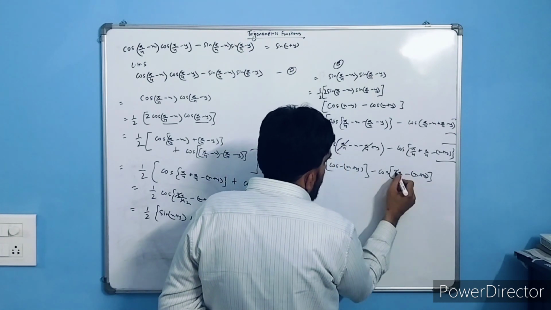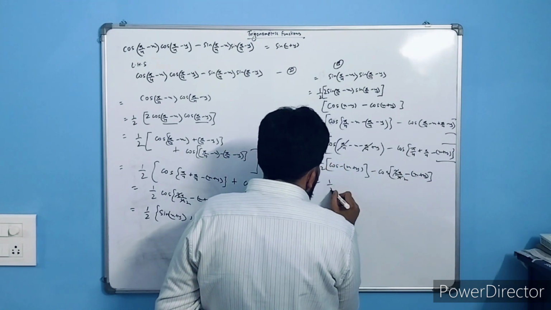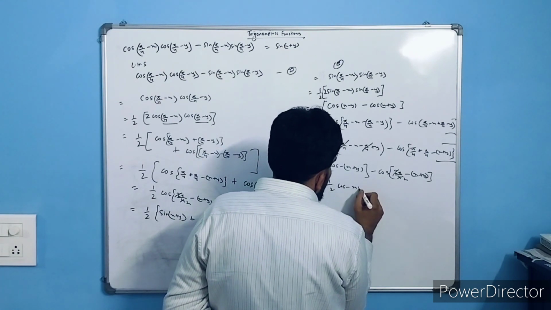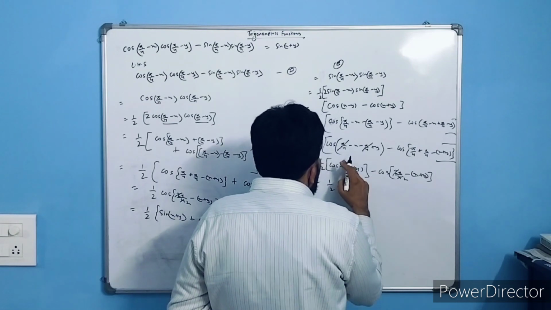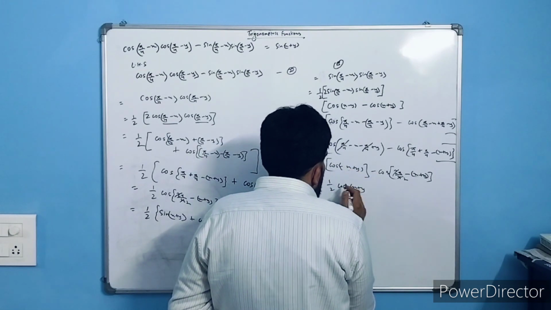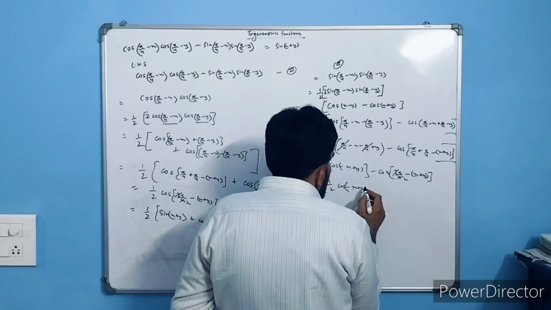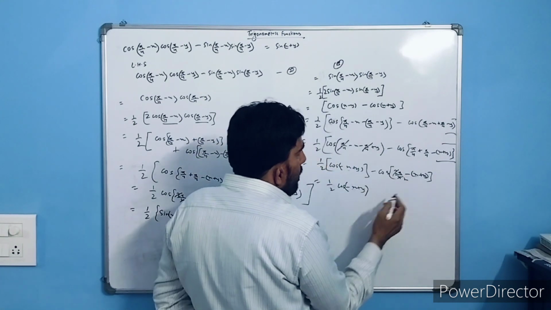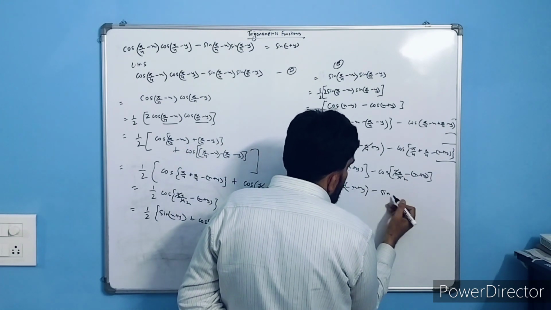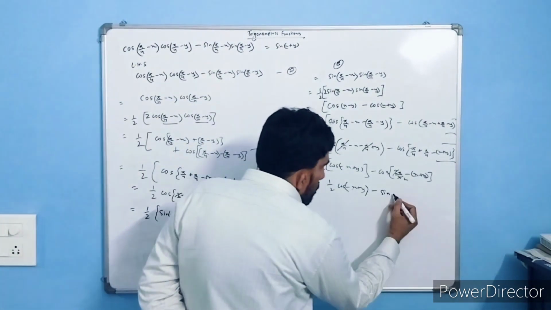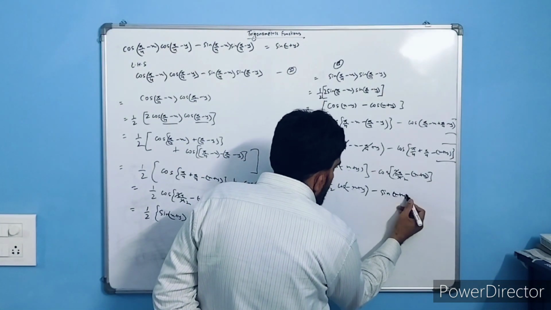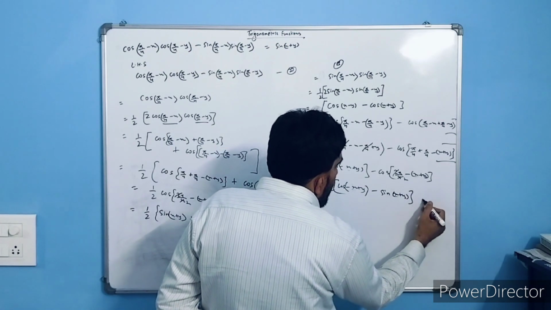Now you can easily understand 2π/4 is π/2. So half cos(−x+y) minus cos(π/2 − (x+y)). Here it is like this. Now cos(90° − θ) is sin θ. So I will get this, that is sin θ. So I got this B, I have solved.